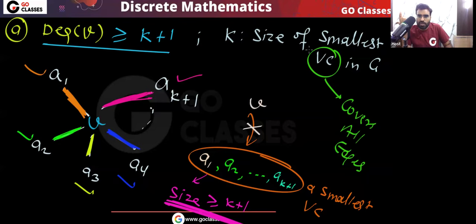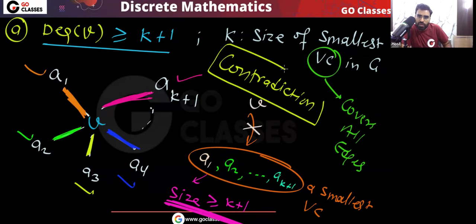This is a contradiction because the size of the smallest vertex cover is K. And remember, smallest vertex cover may not be unique. You can have many smallest vertex covers, but all of them must have the same size. So the smallest vertex cover size is actually K, but here its size is greater than or equal to K plus 1. So definitely there is a big contradiction.